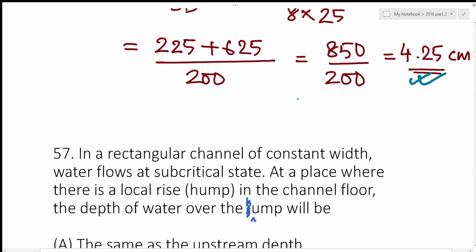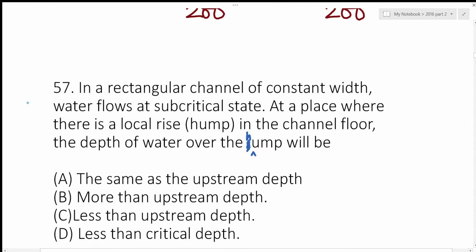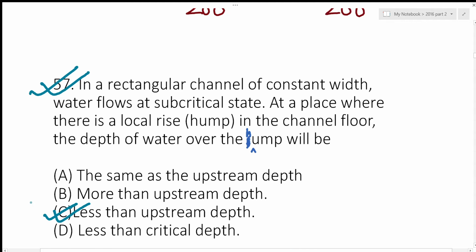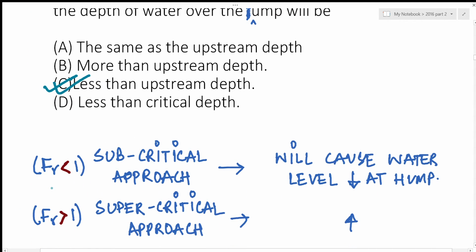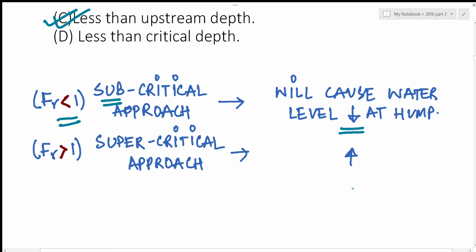Next question is, in a rectangular channel of constant width, water flows at subcritical state. At a place where there is a local rise or hump in the channel floor, the depth of water over the hump will be? The answer would be lesser than the upstream depth. Now remember this, if the approach is subcritical, where the Froude number is less than 1, the water level would decrease at the hump. And if it's a supercritical approach where the Froude number is greater than 1, the water level will increase at the hump.